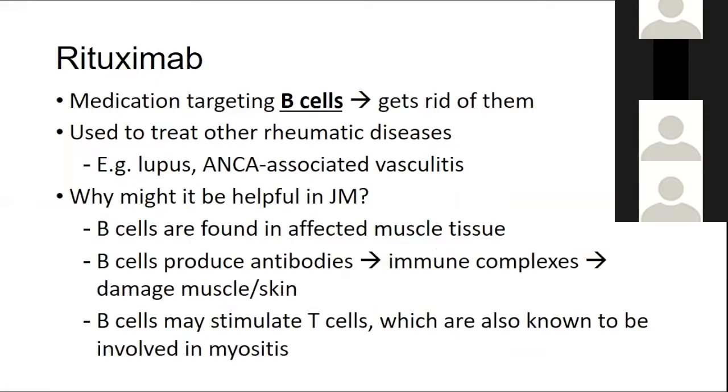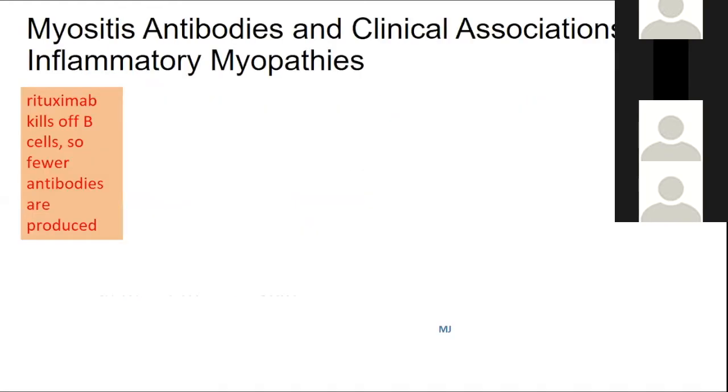And B cells talk with T cells, and T cells are also known to be involved in myositis, causing autoimmunity. So the idea is that if we get rid of B cells, they may not be talking to T cells, and that might reduce autoimmunity in general.